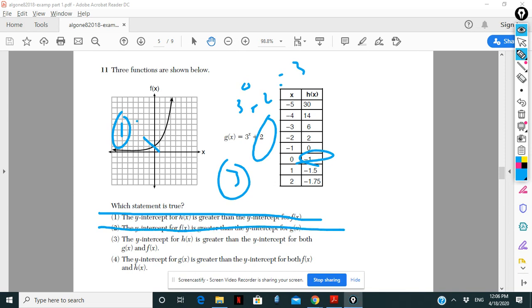That's incorrect because the y-intercept of g is 3. The y-intercept for hx is greater than the y-intercept of gx. That's incorrect, it is the lowest. The y-intercept for gx is greater than the y-intercept for fx and hx. That's correct, so the answer is 4.